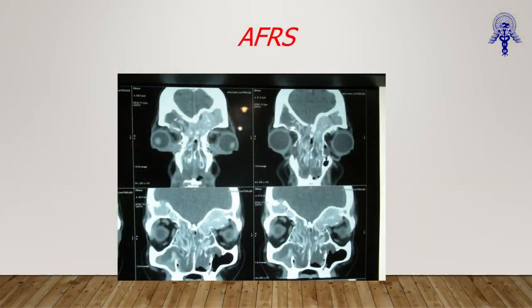For example, this case, extensive AFRS, you can see. What are the things you can see? Can anybody quickly describe me the findings? Someone take the mic and tell. Everyone is hungry, I know, for lunch. Will anyone describe the findings?